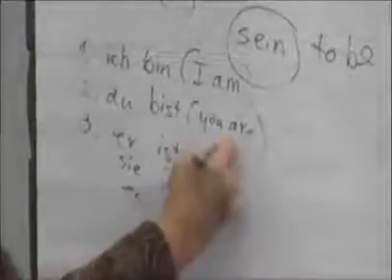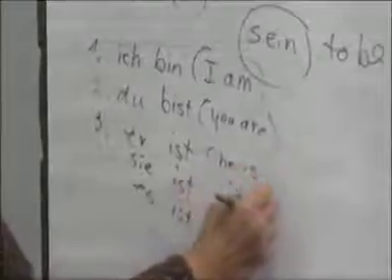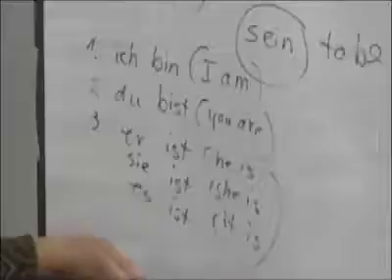And he is, she is, and it is. Alright, again, see? Bin, bist, ist. Am, are, is. 3 different verbs for 3 different pronouns. 3 different versions. Now, let's go to the plural. Wir becomes sind. Okay, we are.